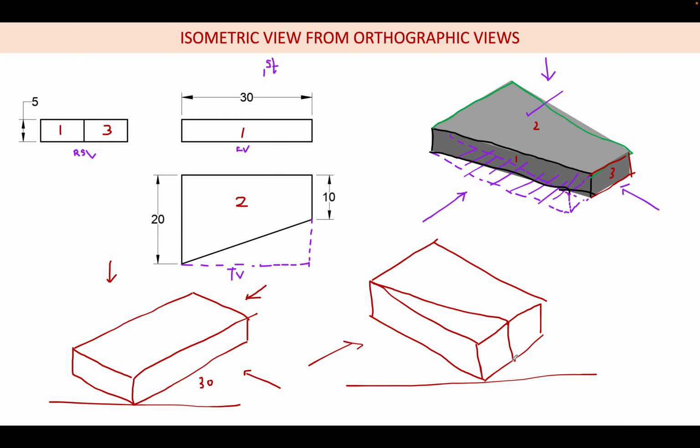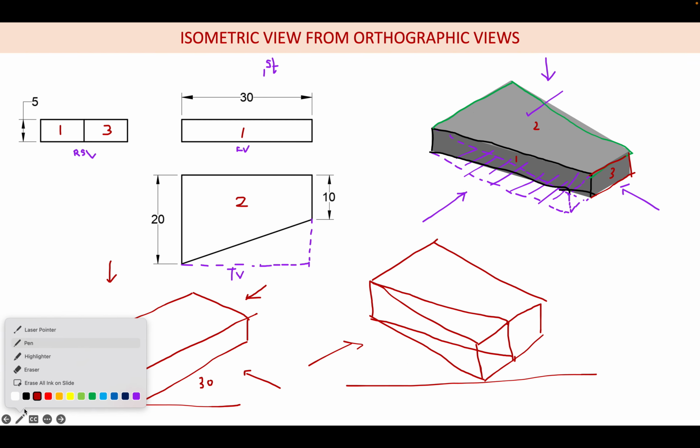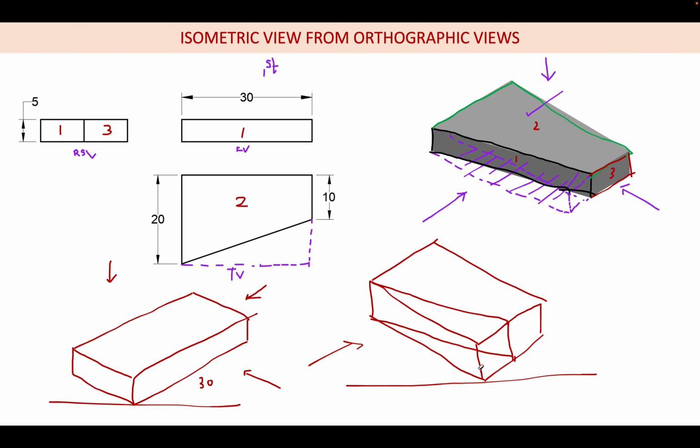This line, and this line. After drawing this, we have to erase the sliced portion, which will be this one, this one, this one, this one, and this one. Now draw the object like this.